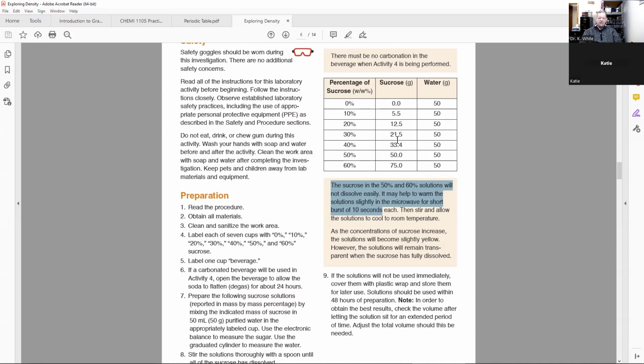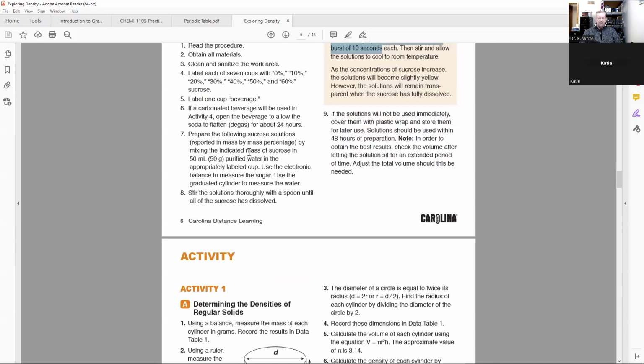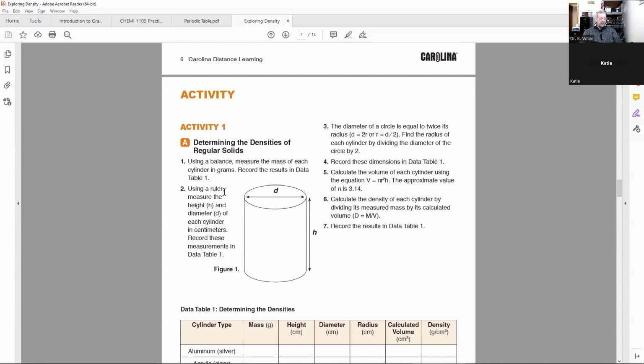So you'll need to make these solutions. You'll need the pop. Now, the first activity will be with your ruler. You'll measure each one of these solids. The distance across is the diameter. The height is the height. Profound. Now, you'll need the radius. And the radius you'll calculate by the diameter divided by 2.